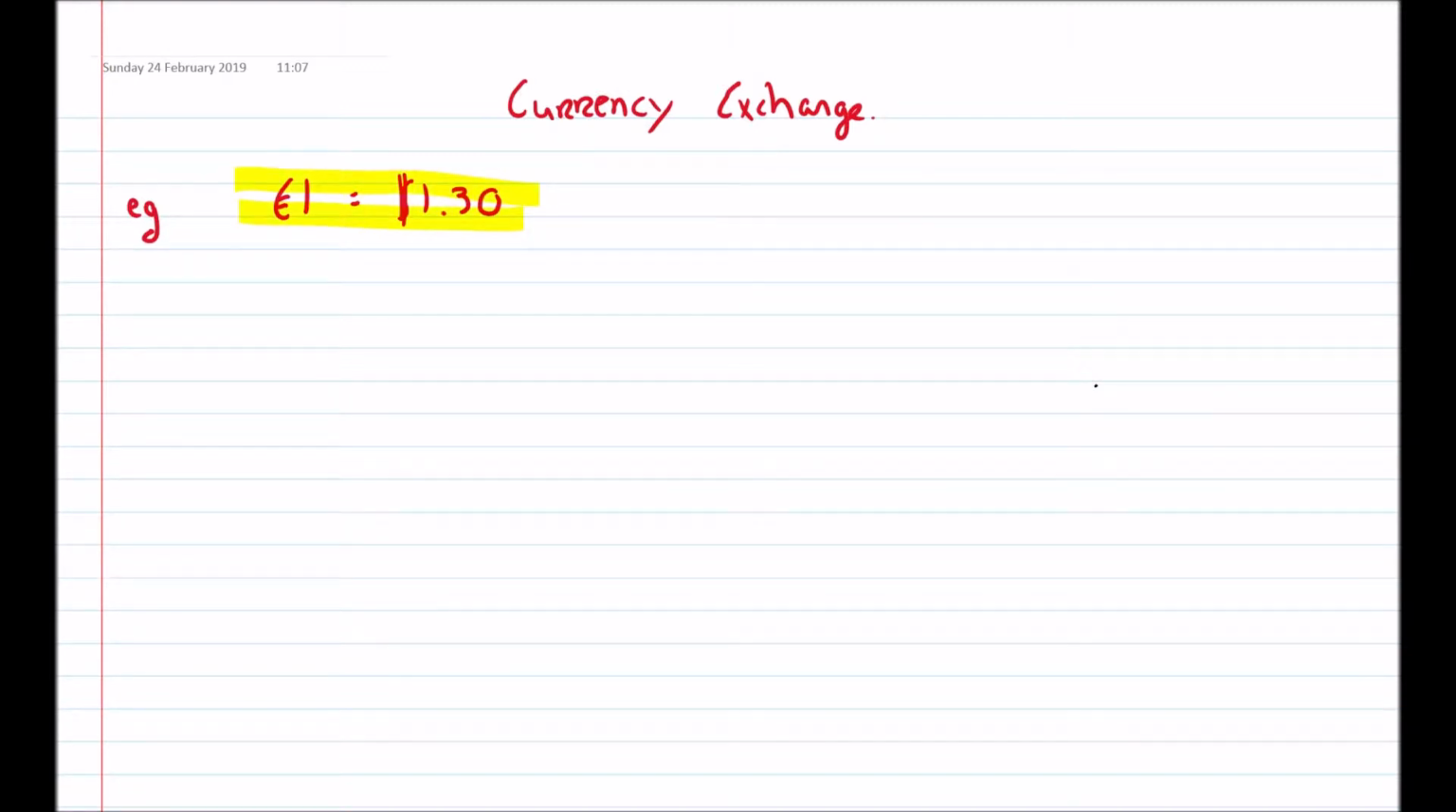1 euro equals $1.30. Now what that means is, for every euro you have and you want to exchange to dollars, you get $1.30. Right, so let's say I wanted to exchange 200 euros. Okay, and here's what I'll do. I'll set up my exchange rate.